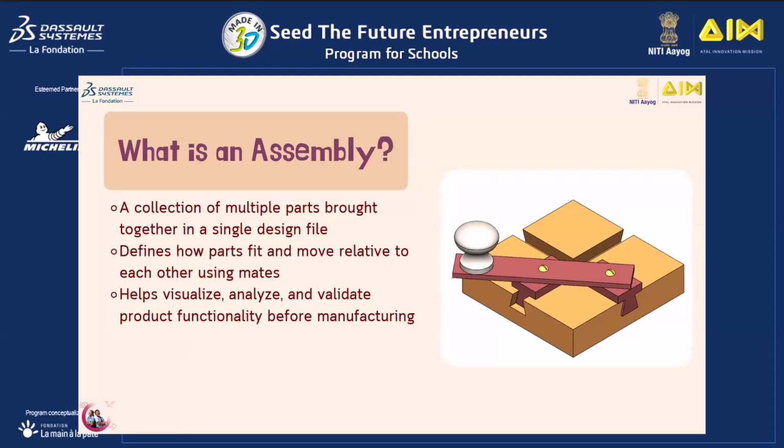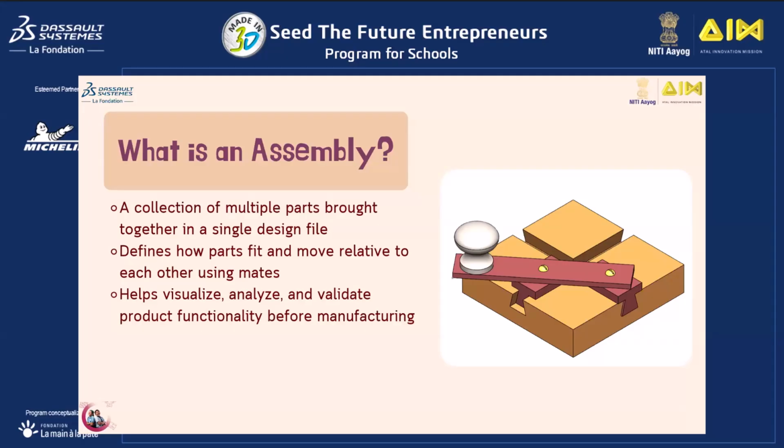An assembly also defines how the parts will fit relative to each other. In a solid model, a rigid body, nothing moves. But in an assembly, you can combine components and they will move according to fixed rules. Those rules are defined by mates. And when you create an assembly, it actually mimics the real-life functionality of that product.